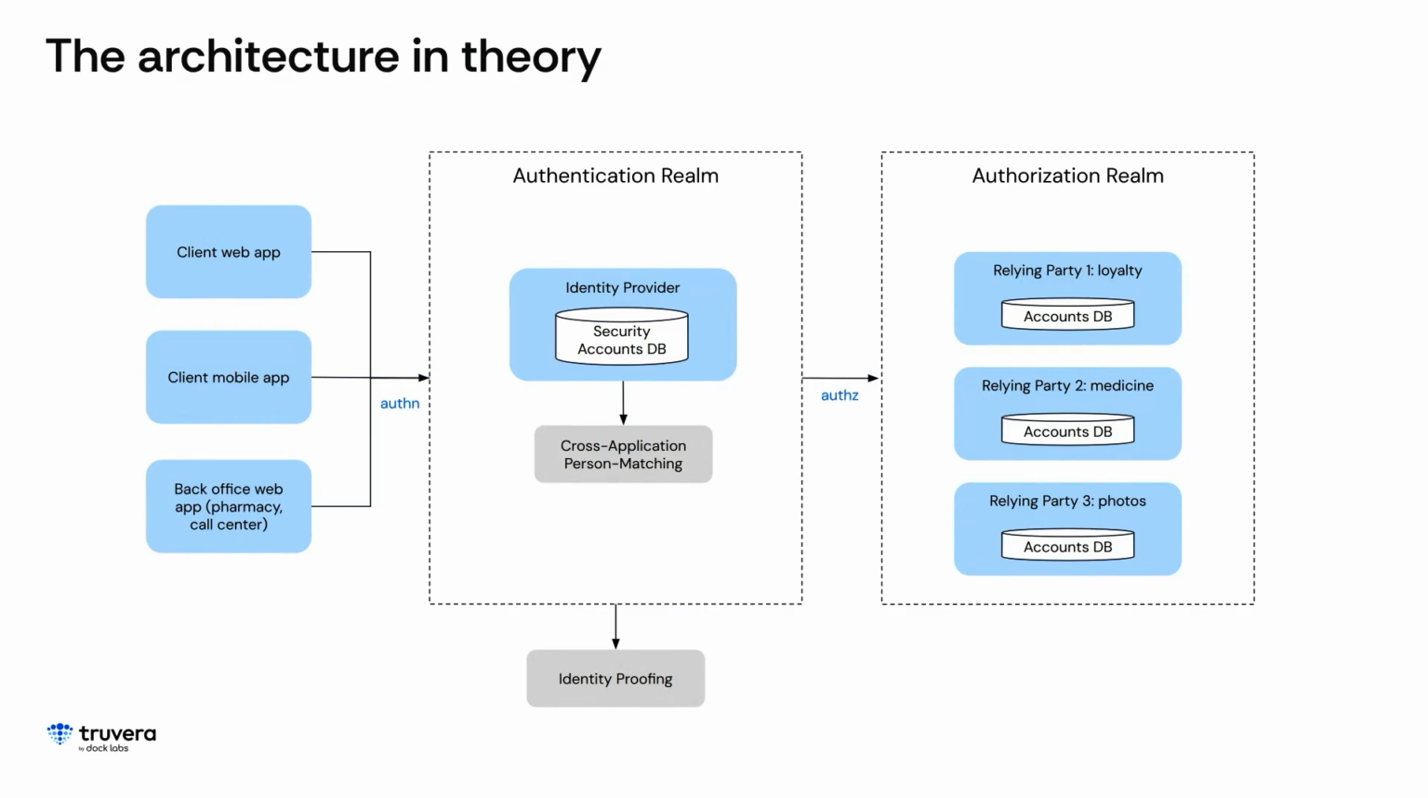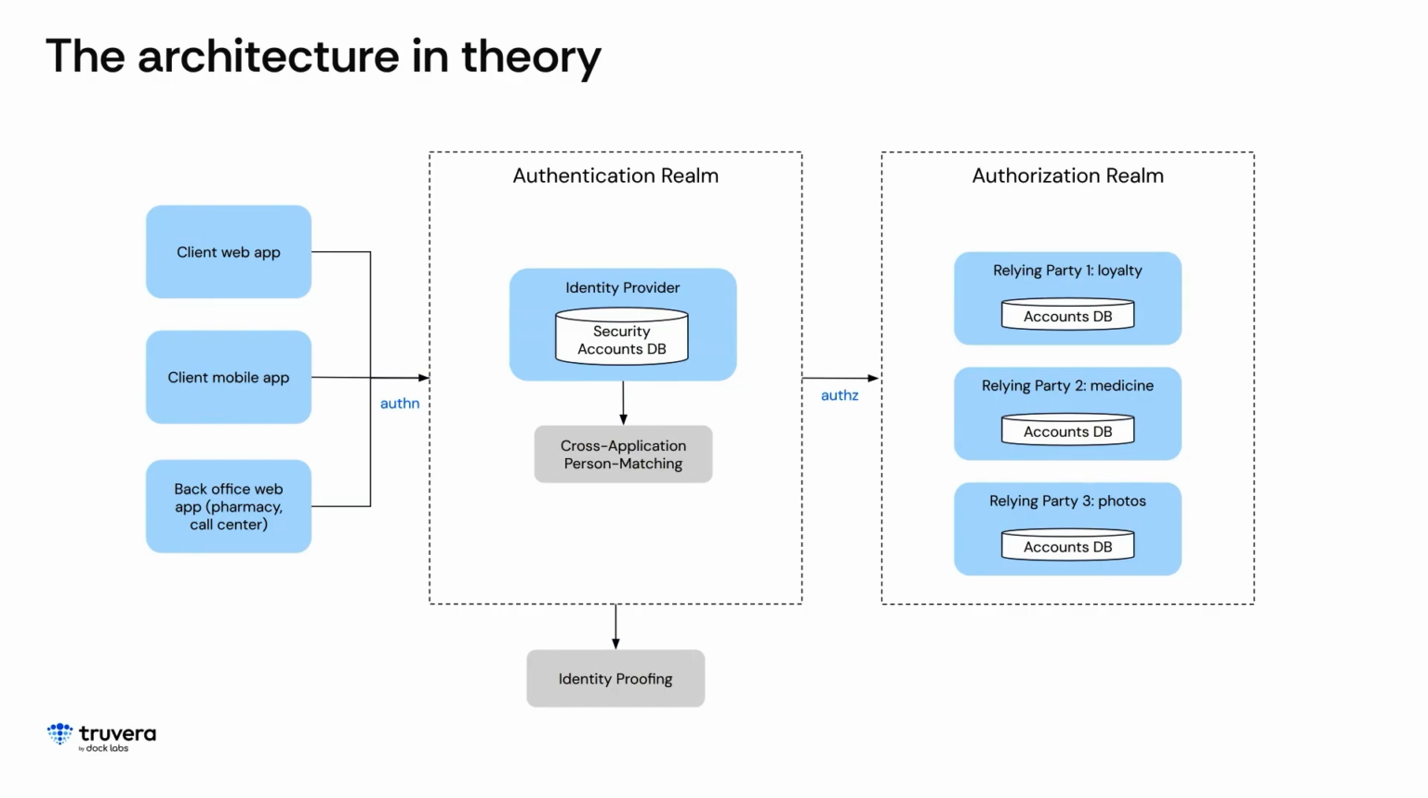We've got our client web app. We've got our client mobile app. They both are going to talk to the IDP. Our employees can use the back office app, and they should come through to authenticate, to authn with the same identity provider. We've got our one beautiful IDP that solves all the problems.